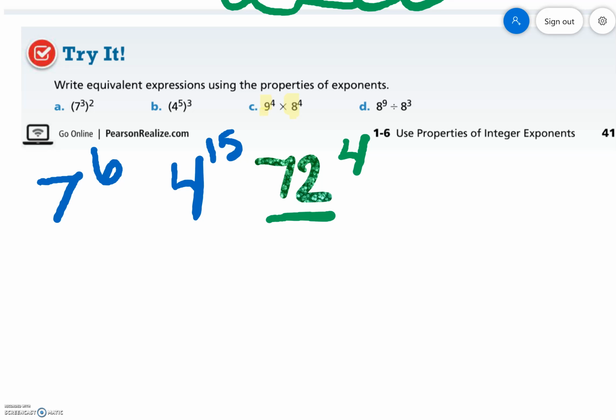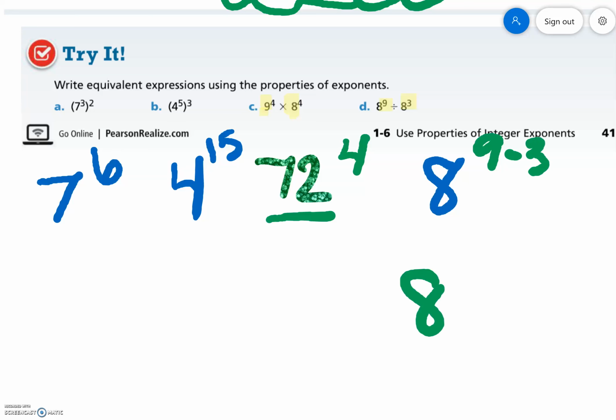Last but not least, 8 to the 9th divided by 8 to the 3rd. What's the same here, bases or exponents? The base is the same. The base is 8. That means we're going to keep the base of 8 in our answer. But when we're dividing, what are we supposed to do with the exponents? We have to subtract them. 9 minus 3. So that's going to give us 8 raised to the 6th power. So think about it. When you're multiplying with the same base, you add the exponents. When you're dividing with the same base, you subtract the exponents.